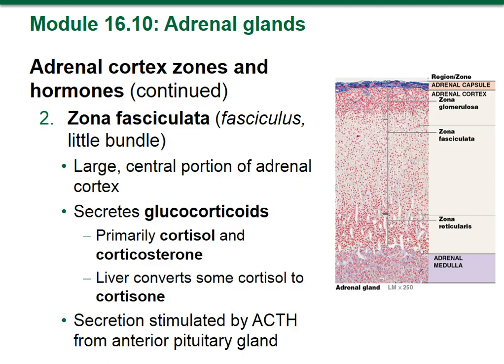Okay, moving down in the cortex, we have the zona fasciculata, the central portion of the adrenal cortex. It secretes glucocorticoids, and the two we talk about mainly are cortisol and corticosterone. The liver converts some of that cortisol to cortisone. And secretion of these is stimulated by ACTH from the anterior pituitary gland.